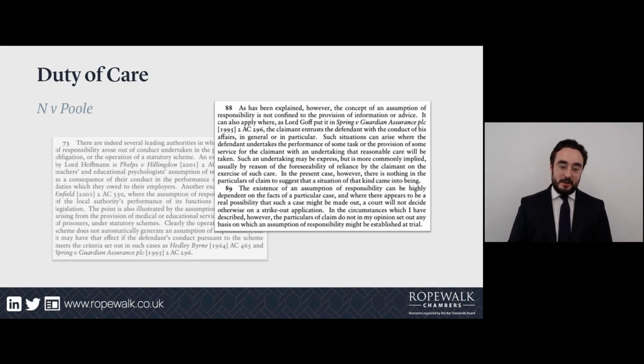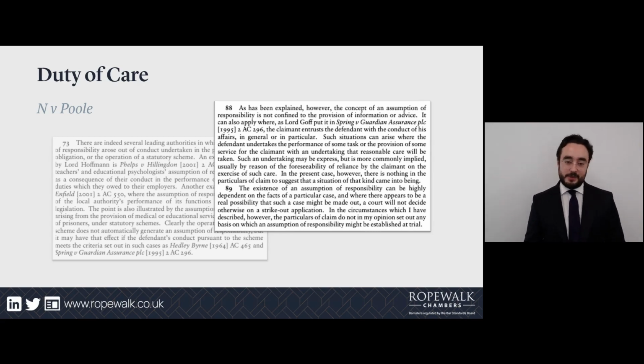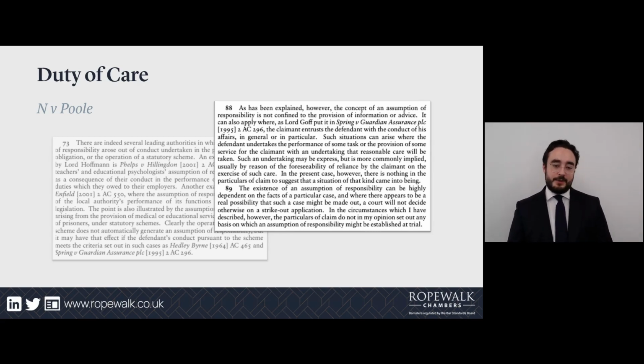And at paragraph 89 there on the slide, you'll see Lord Reid making the point that it's highly fact sensitive, and that in the circumstances of Poole, there wasn't any basis on which an assumption of responsibility might be established. The children weren't subject to a care order in that case, and there wasn't any other relevant assumption of responsibility.